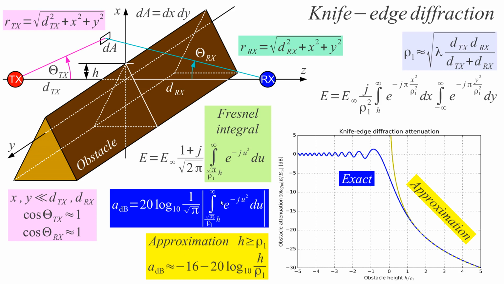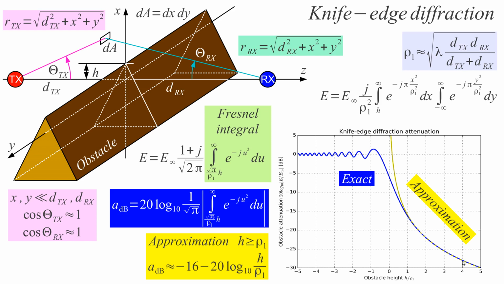And rather than calculate this integral, which cannot be expressed with standard functions and has to be evaluated on the computer with numerical integration, we could use an approximate formula. An approximate formula: minus 16 minus 20 times logarithm base 10 of the height of our obstacle divided by rho 1, the first Fresnel zone. So this formula is only valid for this section here.